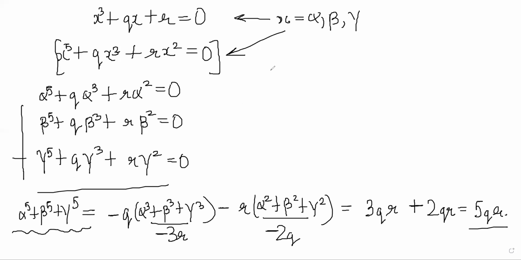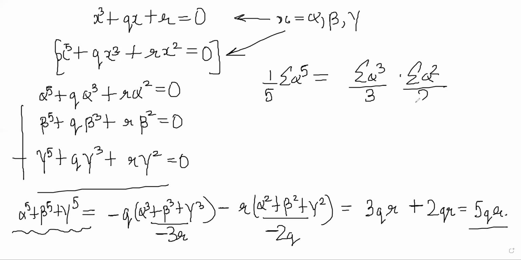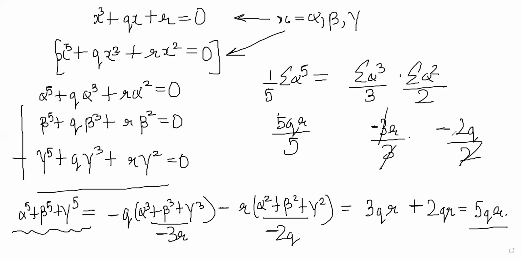Now basically what we have to prove is 1 by 5 summation of alpha power 5 is equal to summation of alpha cube by 3 into summation of alpha square by 2. So 5qr by 5 is the LHS, and this is minus 3r by 3, and this is minus 2q by 2. So this becomes minus times minus, this is qr this side, and this is also qr. So we have proved the problem.